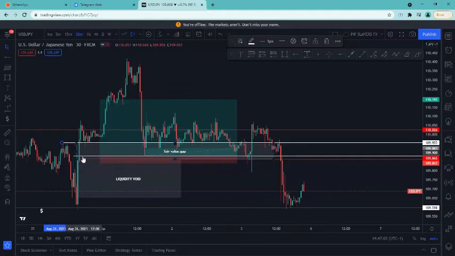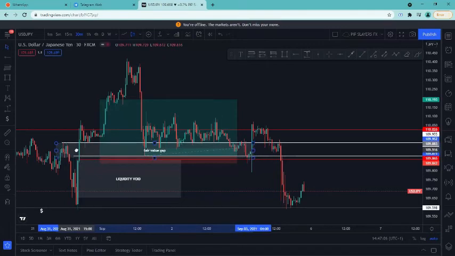We should mark up this place. I think I can delete this now. We should mark up this place as a zone. I'm not talking about supply and demand. I'm not talking about support and resistance. I'm just talking about our point of interest. This is our point of interest right now, and we should have an entry at this point of interest.